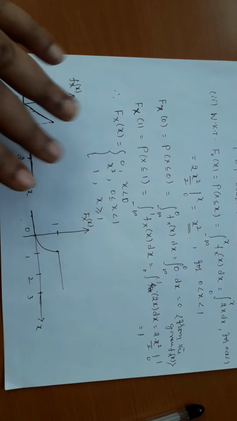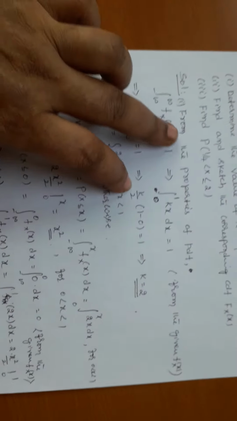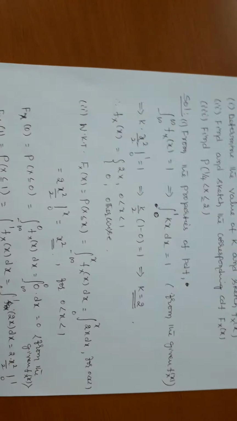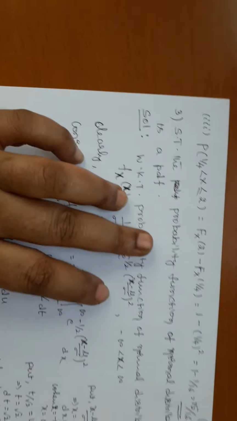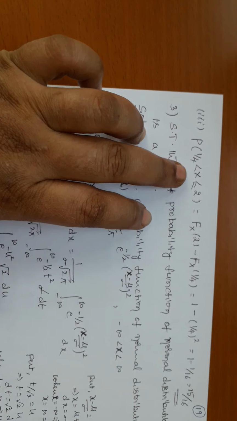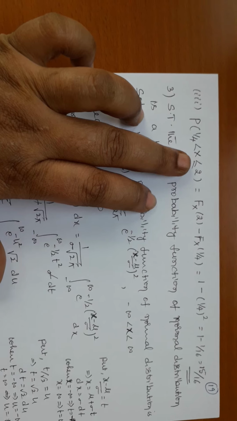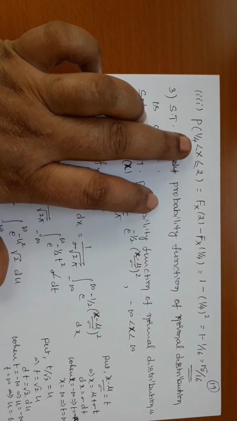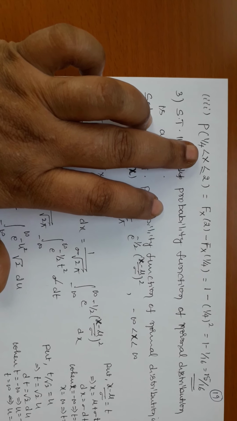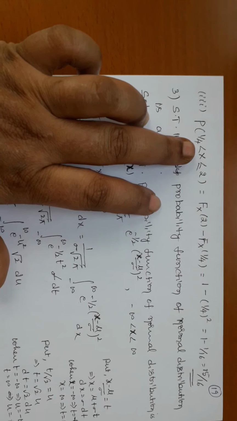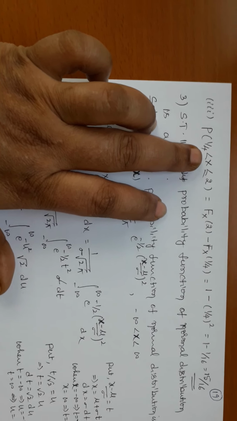I think it's clear. This is the example for the continuous case. Next, I'm moving to another thing I want to find out. I want to find the probability of x greater than 1 by 4 and less than or equal to 1 by 2. Keep in mind, in the continuous case, whether equality is included or not does not matter. Continuous means we are doing integration.